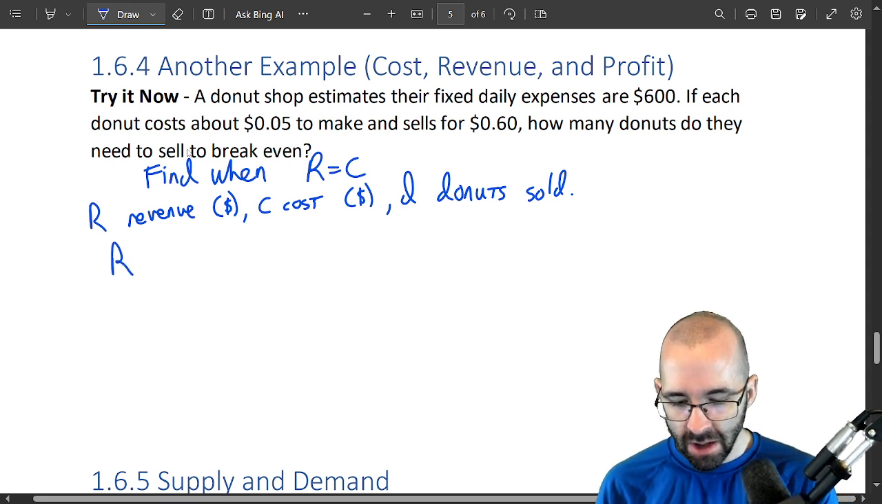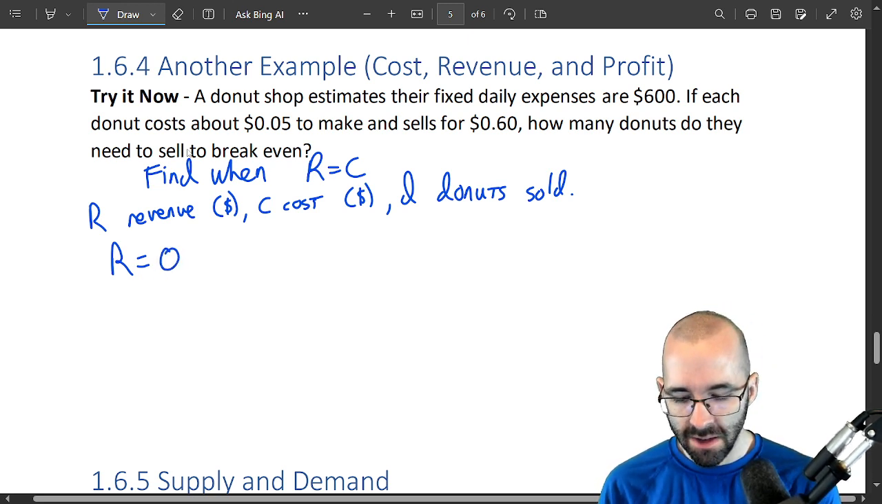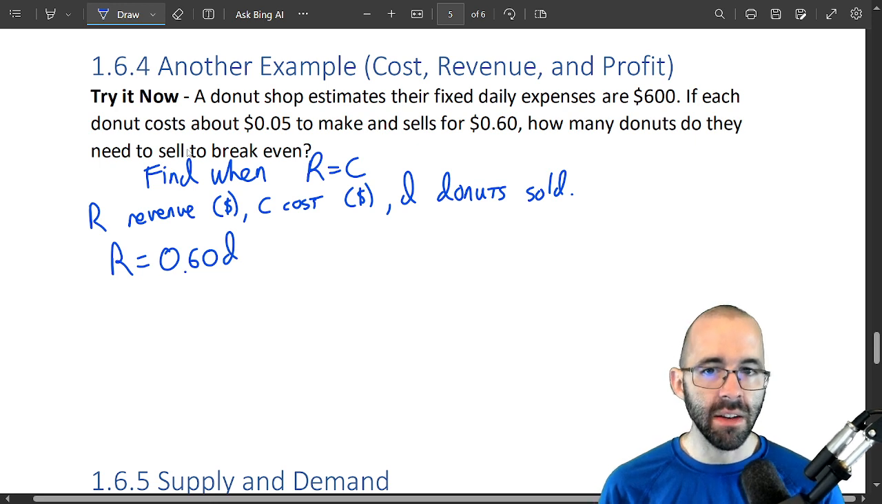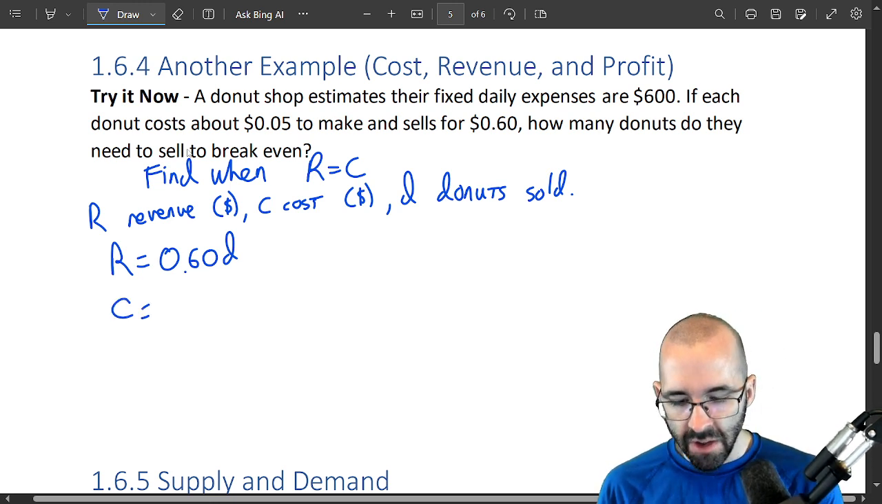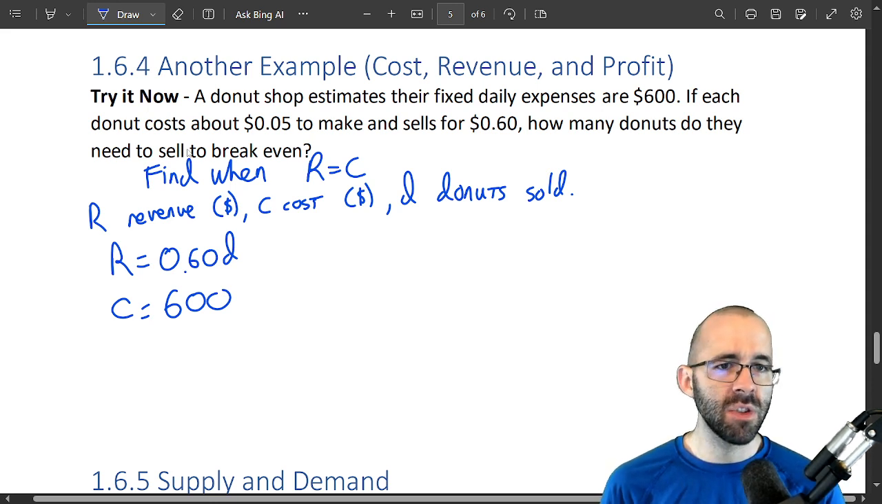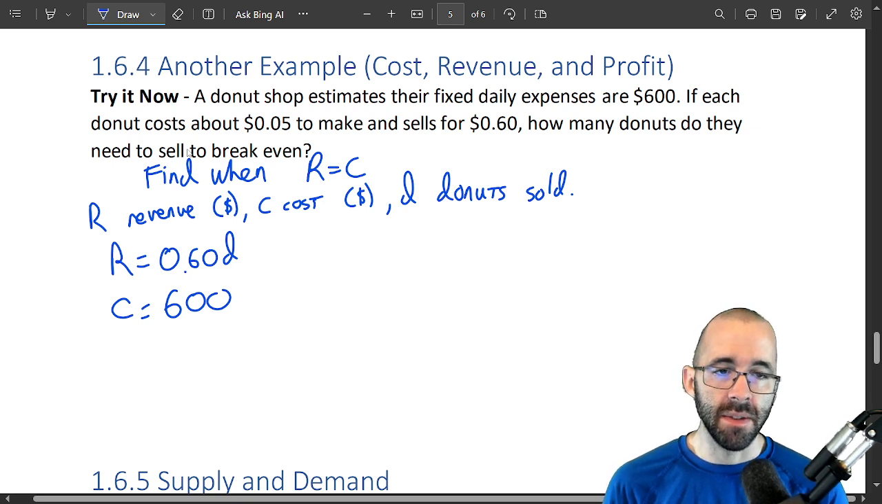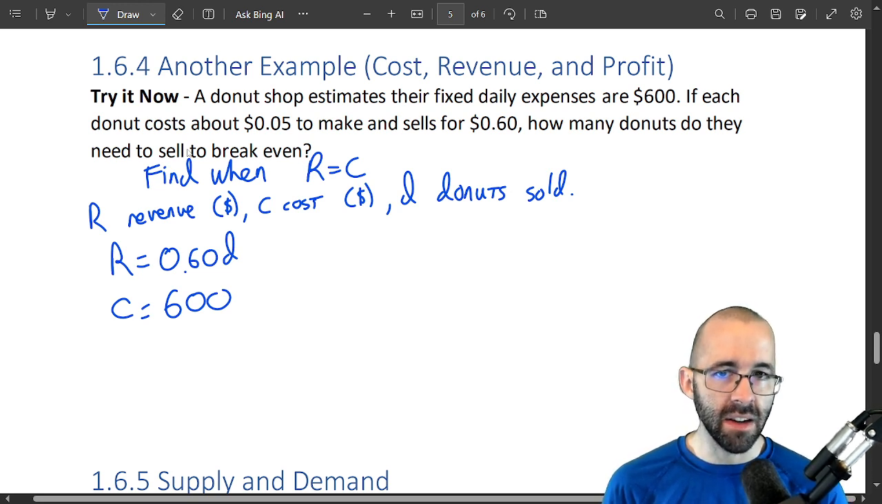What is the revenue? Well, their revenue is only coming from donuts being sold. The only way they get revenue is they get 60 cents for every donut they sell. So the revenue is always just going to be 0.6 times the donuts sold. The cost, well, they're always paying that $600 every day, and we're just looking at a day right now. If the costs are $600 every day, we also have to pay for however many donuts we make.